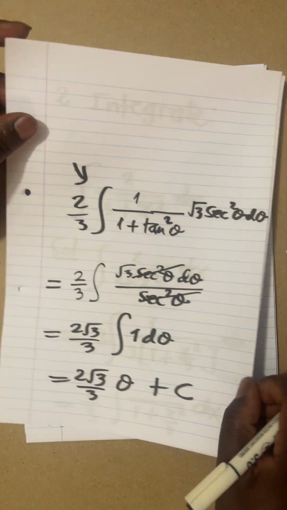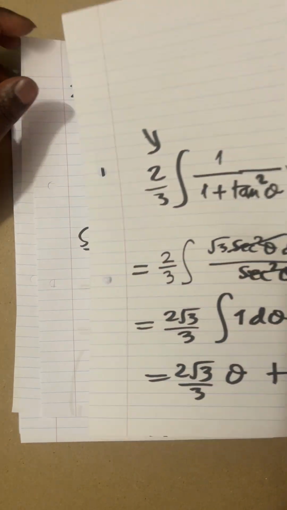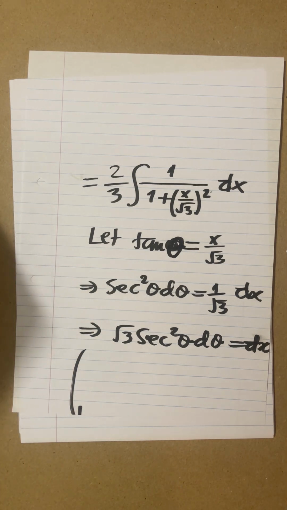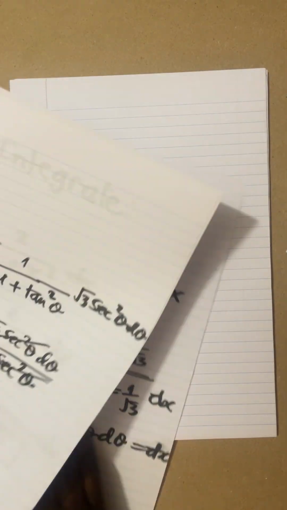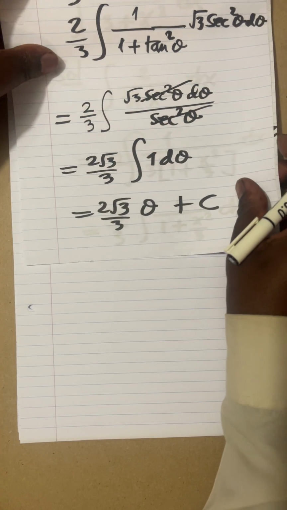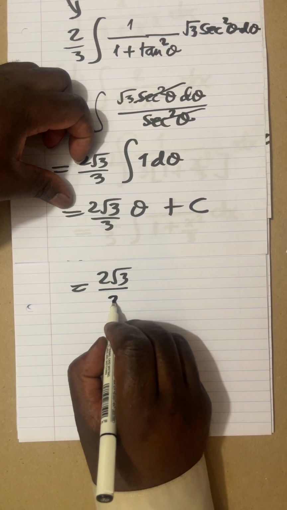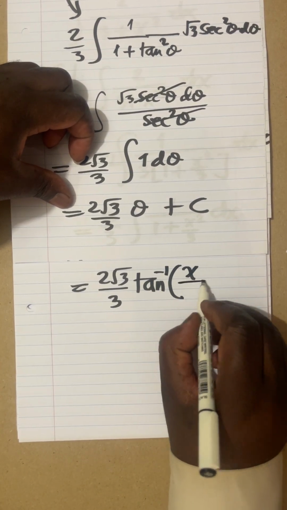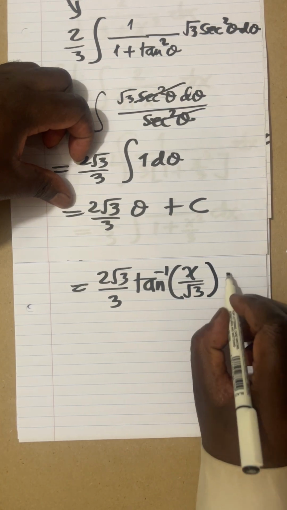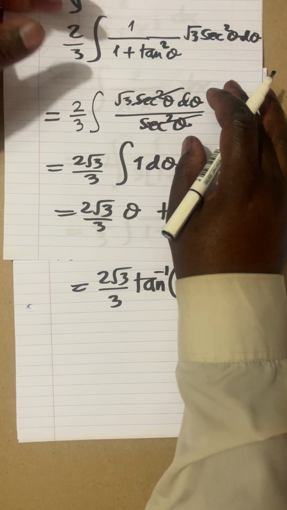Yeah, here we go. And we just told you that this is our final solution, but this must go. And to get rid of this, we must go back to the connection between tangent there. We must go back there and say theta is tan inverse of x over root 3. So this changes, therefore, as a final solution, to 2 root 3 over 3, and then tan inverse of x over root 3, and then plus c. This is the final solution to our integral right there.